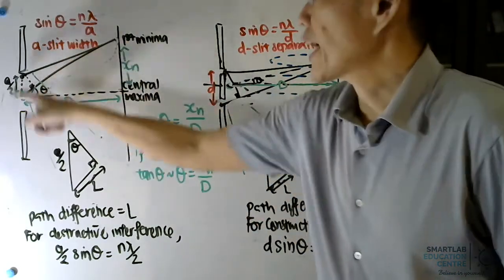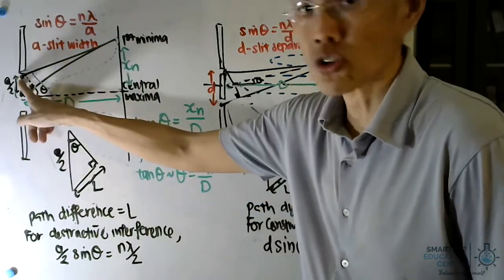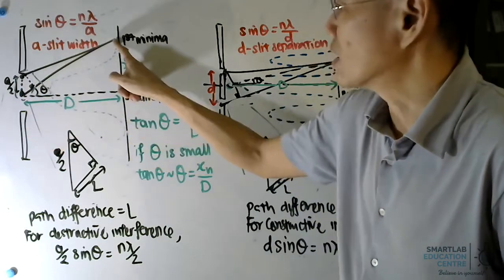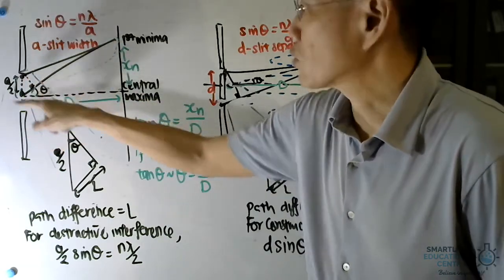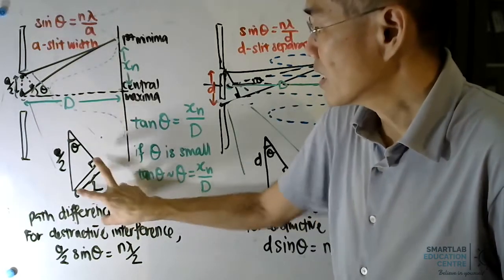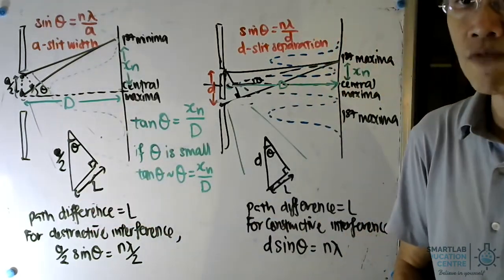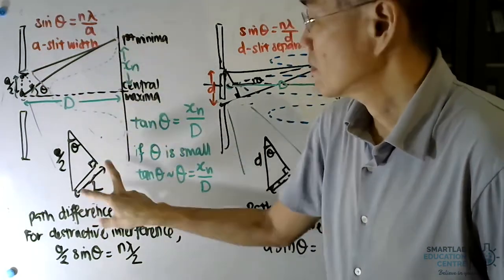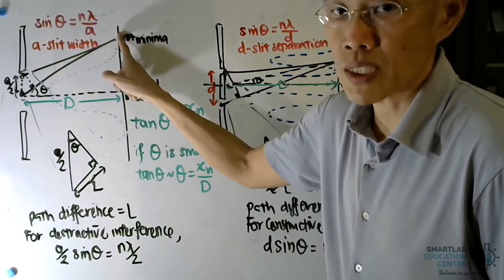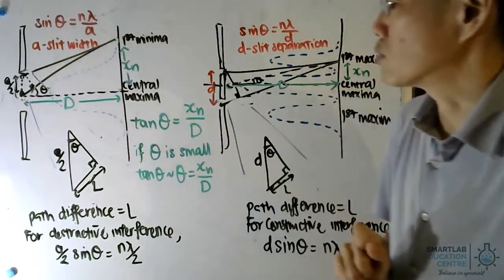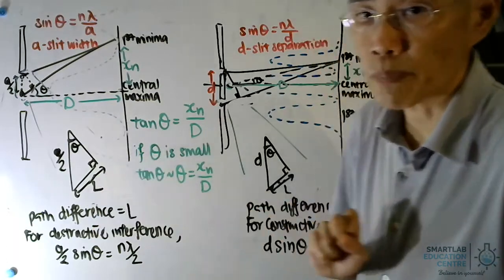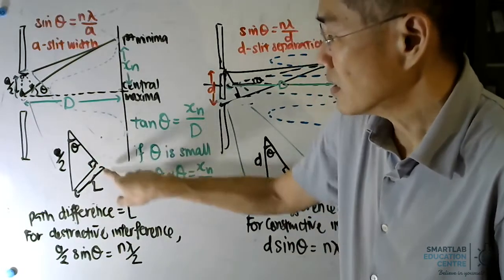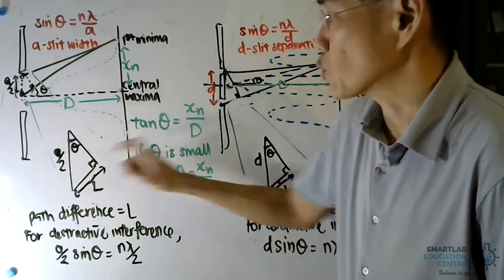From there, we know that the distance traveled by this source is from here to here, and the distance traveled by this source is from here to here. If we were to magnify this triangle, this length here will now become the path difference, from the source here to the first minima, and this source here to the first minima as well. So the path difference is now L, and because this is a right angle triangle, this length L is a over 2 sine theta.